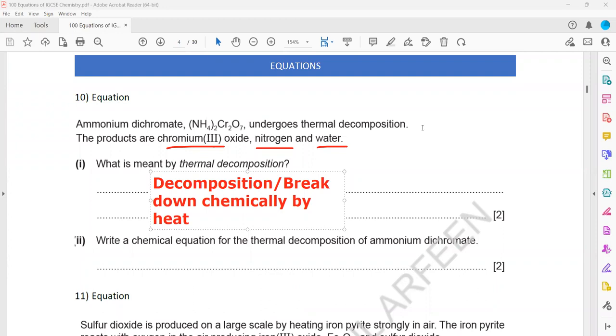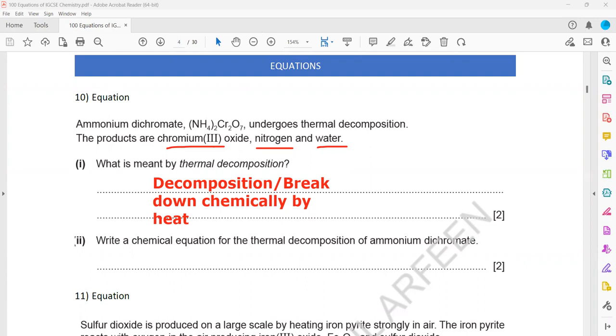You can also mention that intraparticle forces are overcome, because it means the compound will change. So decomposition or a breakdown chemically by the action of heat is a thermal decomposition. And as I shared with you the definitions, try to memorize the definition. Now write a chemical equation.